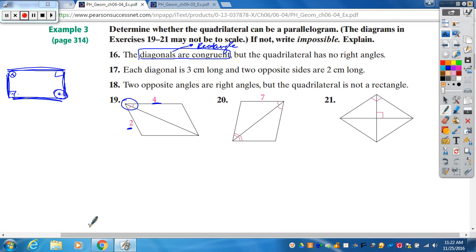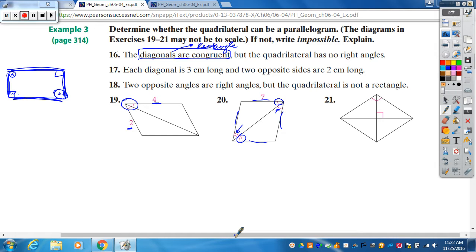How far did we go down here? 23. Okay. Number 20, the big thing that I would probably look at is this right here. The fact that my alternate interior angles are not congruent to each other tells me that this side here and this side here cannot be parallel, and this side here and this side here cannot be parallel. So for number 20, I'm going to say that this cannot exist as far as the parallelogram is concerned.